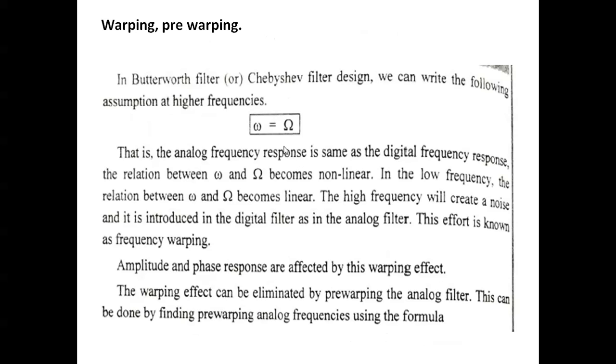So warping means omega and omega. This is for digital, this is for analog. The relation between these two in the digital frequency response is still non-linear, so in low frequency the relation between omega and omega becomes linear. So high frequency will create noise. So it introduces a digital filter as an analog filter. The effect is known as frequency warping. Okay, thank you.